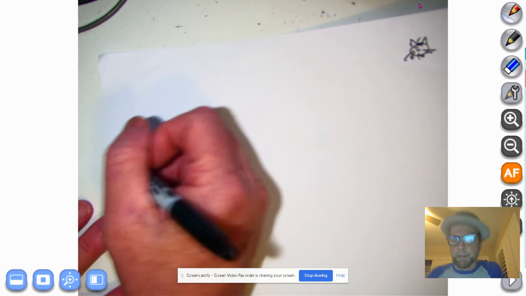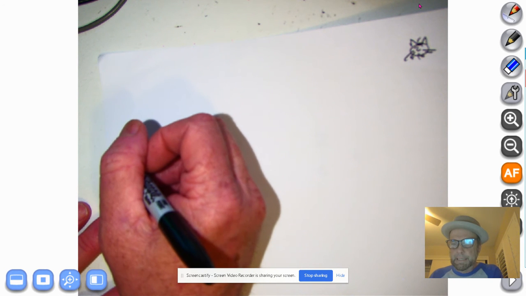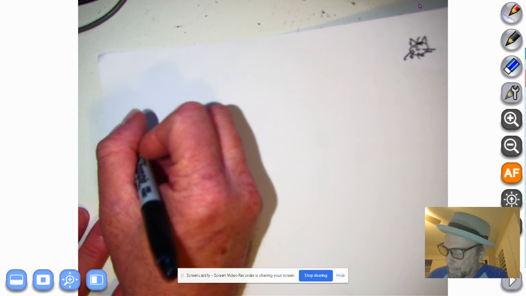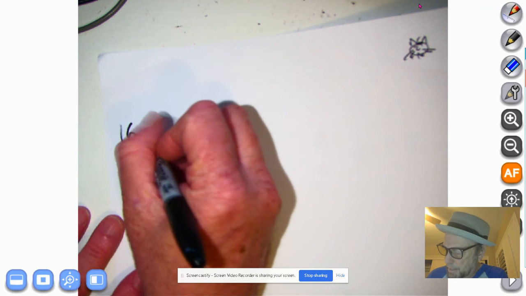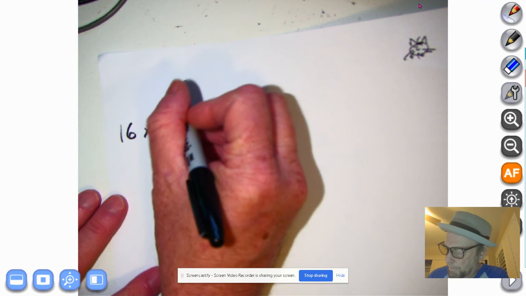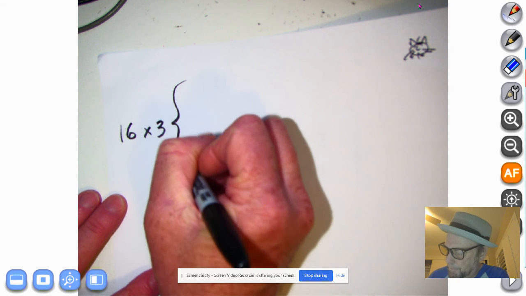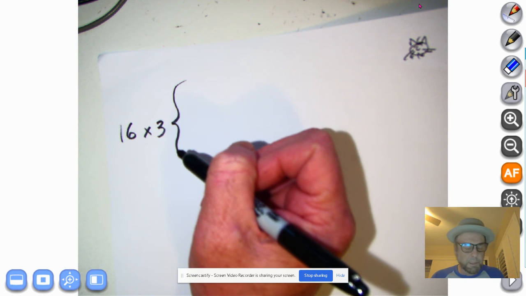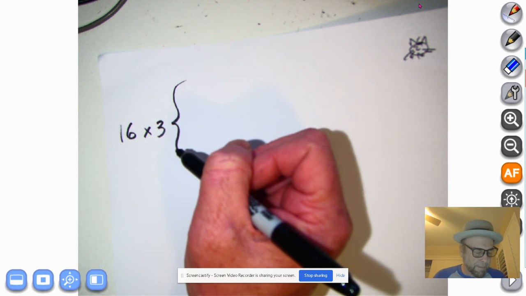Get out your whiteboard and marker, or your scratch paper and pencil, whatever you prefer. And we're going to do 16 times 3. What will this equal? We're on the horizontal here. So you have 16 times 3. What are we going to do? Let's use the associative property to figure this all out, okay?